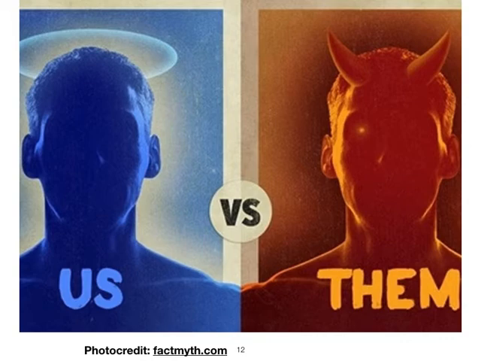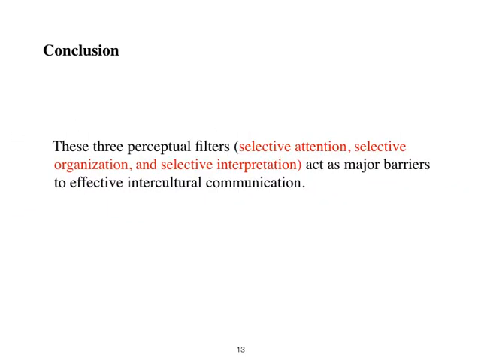But usually us, the group that we talk about, are people who consider themselves and their culture and their perceived norms to be perfect, whereas the culture of others, the outgroups, is something suspicious, and this is why racism and ethnocentrism and all kind of hate takes place. Now, conclusion in the discussions: these three perceptual filters, selective attention, selective organization, and selective interpretation, act as major barriers to the effective intercultural communication.